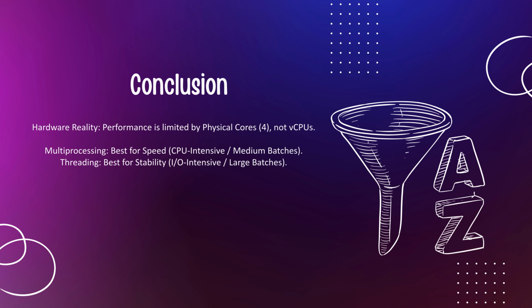To conclude, our experiment proved that there is no single best parallel method. It depends entirely on the workload. We recommend multiprocessing if you need raw calculation speed for medium-sized tasks. However, we recommend threading for large-scale production. As we saw, it withstands heavy file input-output without crashing.